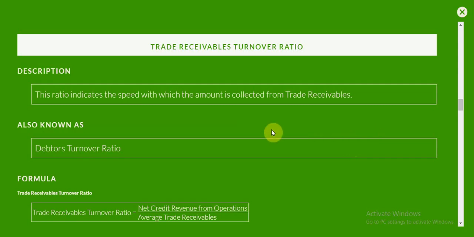Hello friends, now we will move to the second activity ratio, which is the trade receivables turnover ratio. This ratio indicates the speed with which the amount is collected from trade receivables. See friends, this ratio tells us how quick and efficient we are in collecting back cash from our debtors and our trade receivables. This ratio is also called the debtors turnover ratio.